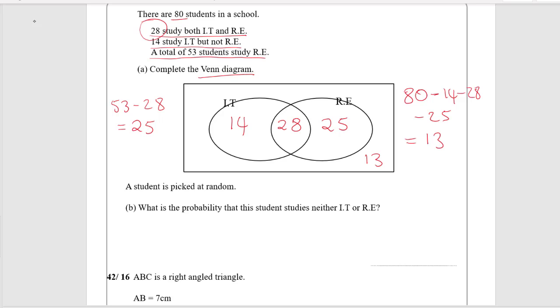What is the probability? A student is picked at random. What is the probability that this student studies neither IT nor RE? You always get a probability question based on Venn diagrams. So neither IT nor RE, we got 13. And out of the total number of students, we have 80 here. So it'll be 13 out of 80. And that's the answer.